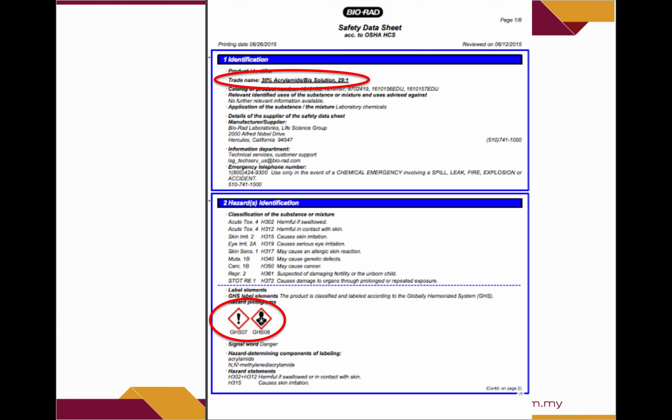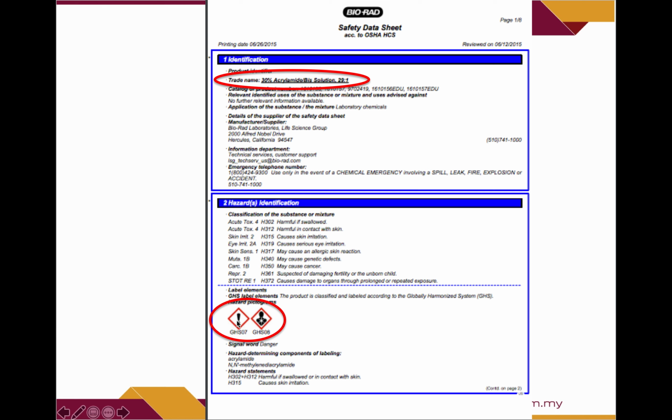Second one, it would tell you on the signage, the hazard identification. Now when you see these two signs, usually when I ask in courses which one is the most hazardous, people would always answer this one, because this is hazardous to health. But you also need to know how to read the SDS in terms of Section 2.